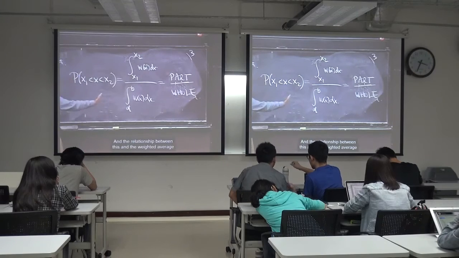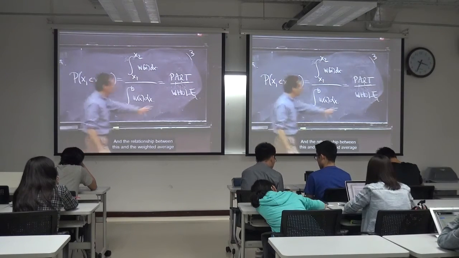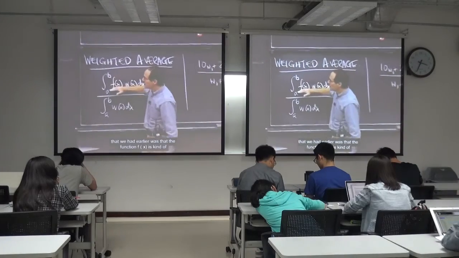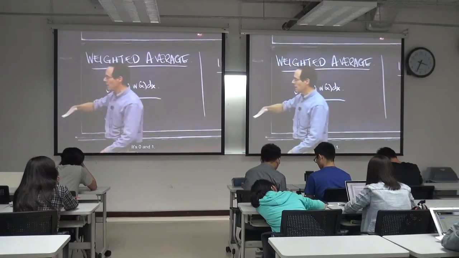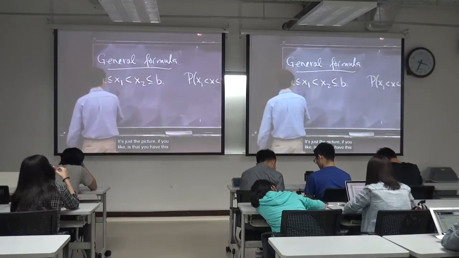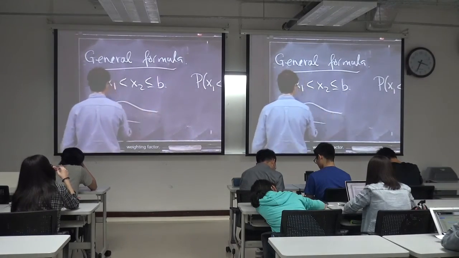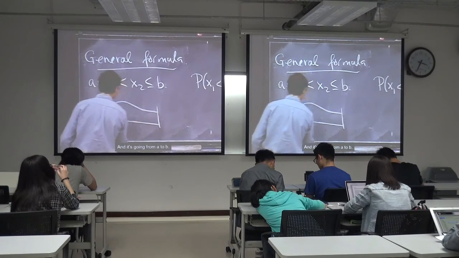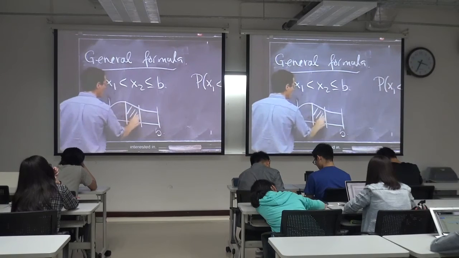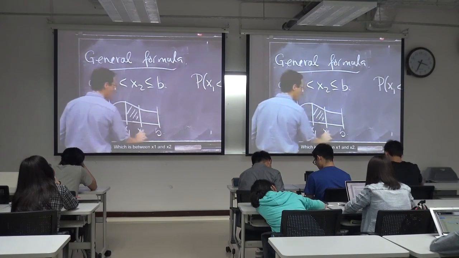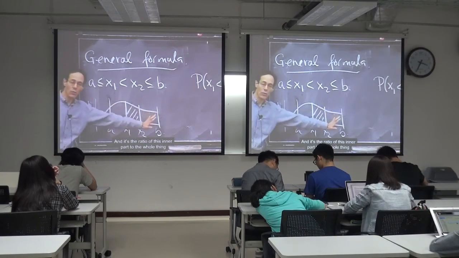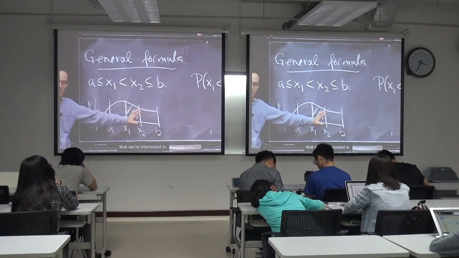And the relationship between this and the weighted average that we had earlier was that the function f of x is a kind of strange function. It's 0 and 1. The picture, if you like, is that you have this weighting factor going from A to B, but then in between there, we have the part that we're interested in, which is between x1 and x2. And it's the ratio of this inner part to the whole thing that we're interested in.